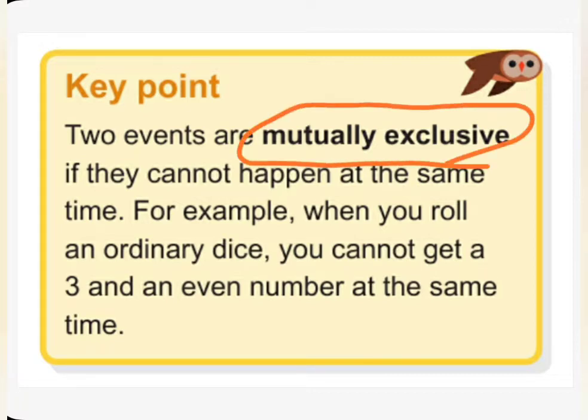They don't happen together. Now, I will show you three questions, and I will show you the difference between having the events as mutually exclusive events and not mutually exclusive events. And I will show you how to answer these questions. Let's check the first question.